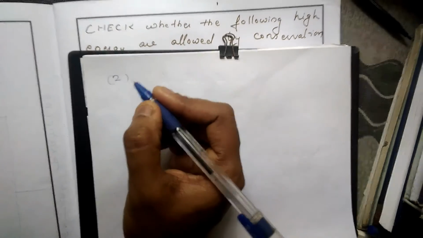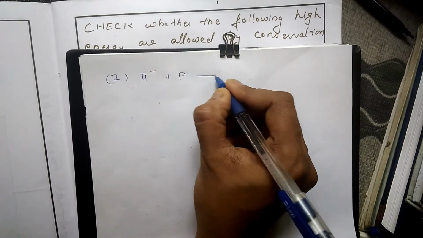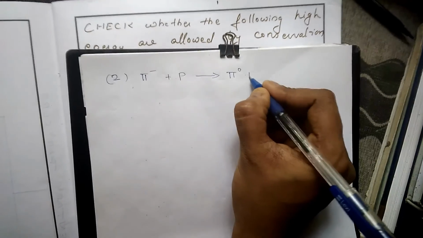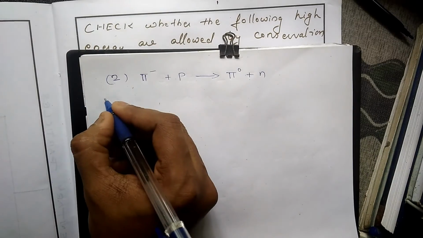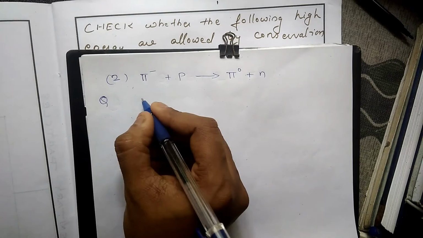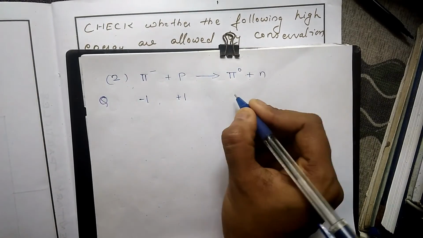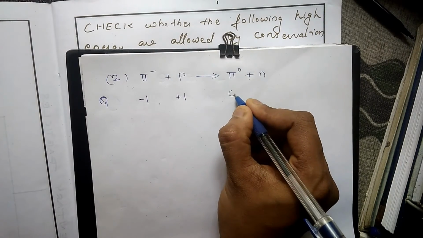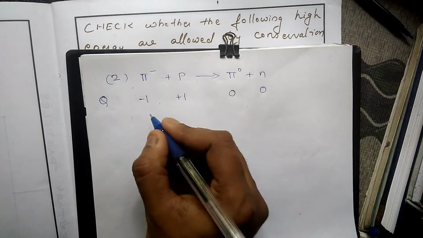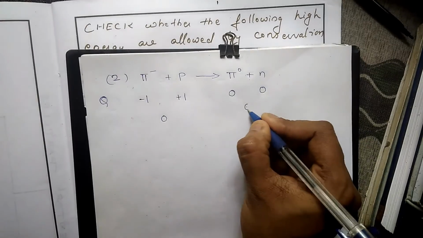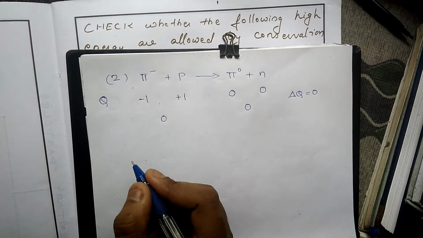Second question is pi minus plus p gives pi 0 plus n. What you have to see first is charge. For pi minus, the charge is minus 1. For proton, it is plus 1. For pi 0, there is no charge, so 0. For neutron, no charge, 0. That means LHS 0, RHS 0. Delta Q is equal to 0.